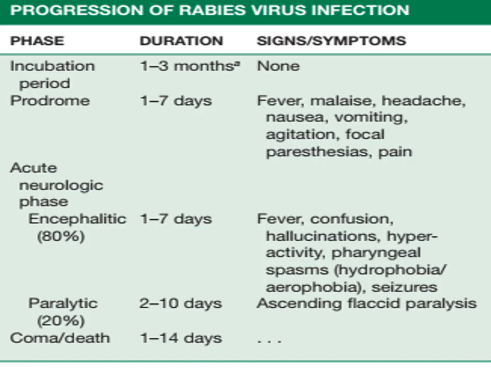The encephalitic phase can last 7 days and involves fever, confusion, hallucinations, hyperactivity, and pharyngeal spasm. So he is hydrophobic and aerophobic, with seizures. Paralytic form, 20%, can reach 10 days, with ascending flaccid paralysis. Then in 2 weeks, coma.